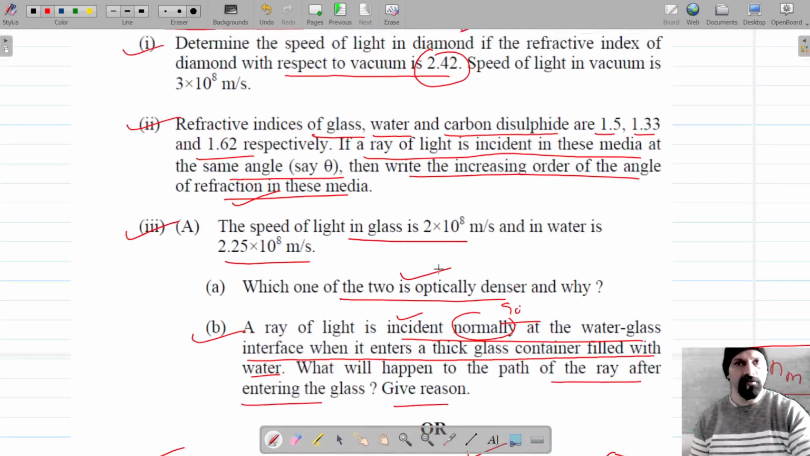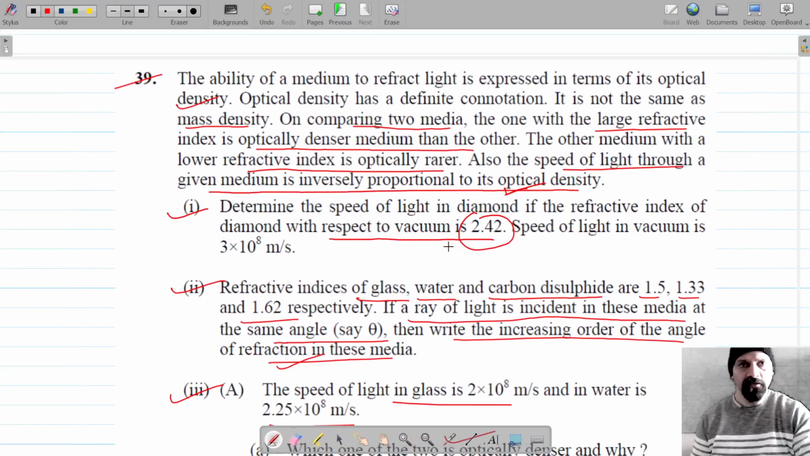Okay, with this, we are done with question number 39, and this finishes this set as well.